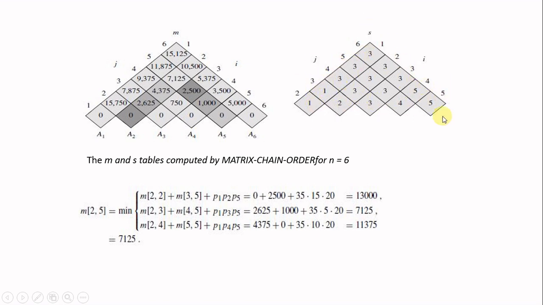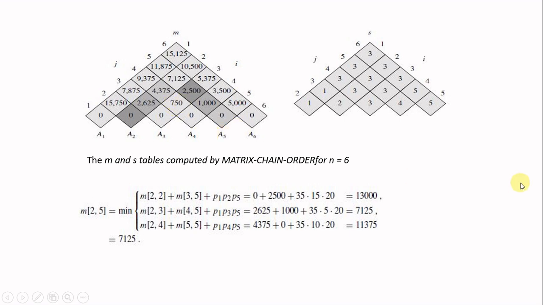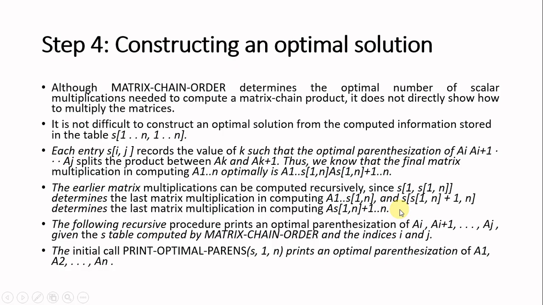Okay. Now the last step is constructing an optimal solution. So what we have constructed so far is the minimum cost and the split which gave you the minimum cost. All these values are there. Actually, what is our optimal solution? Optimal solution is a minimum cost order for this multiplication. Okay. So finally, we need to construct an optimal solution. We have the minimum cost with us and we have the values which gave you the minimum cost. So using this information, or especially the information in the S table, we can find out the optimal solution.